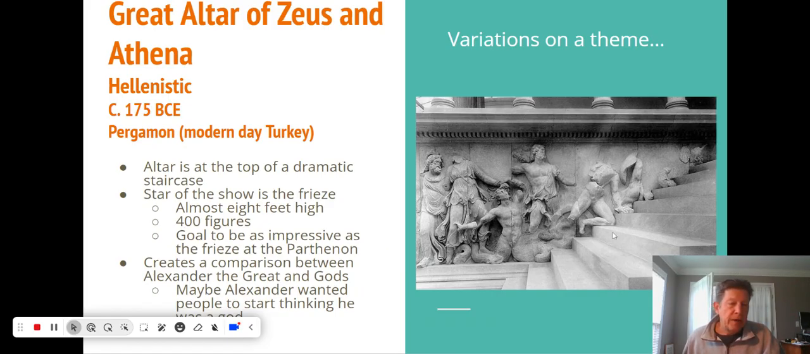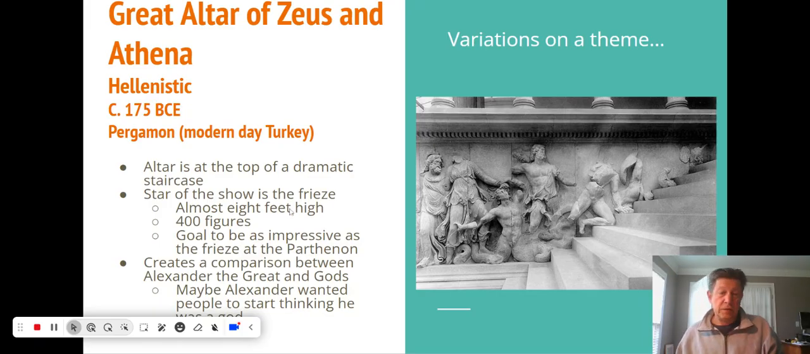Some of these figures actually come out, and it's like this guy is leaning with his knees on the step that we ourselves would walk up. So it's like they become part of our reality. Almost 400 figures. And of course, it's that story again of the gods defeating the giants and then dragging them up the steps to kneel at Zeus's feet. So it is a comparison of Alexander to the gods, and Zeus in particular.